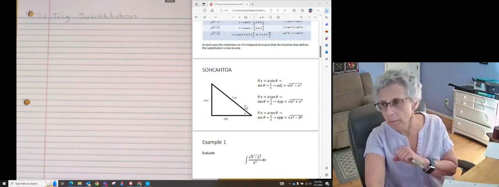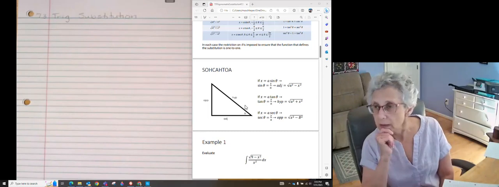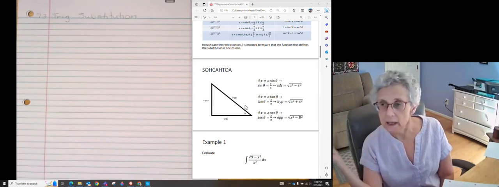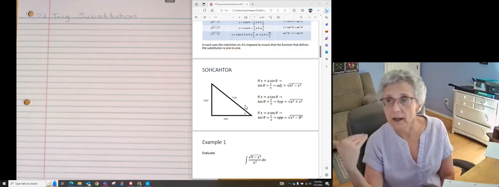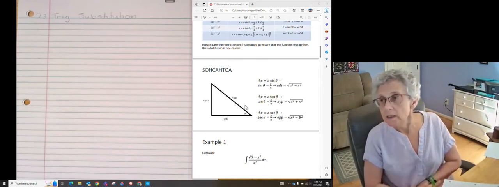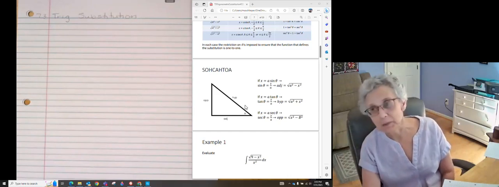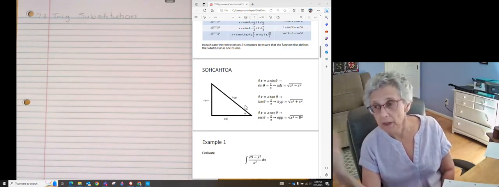I went ahead and drew a nice little right triangle. If I let x be equal to a sine theta, then sine theta is equal to x over a, opposite over hypotenuse, excuse me. So that means adjacent would be the square root of a squared minus x squared.